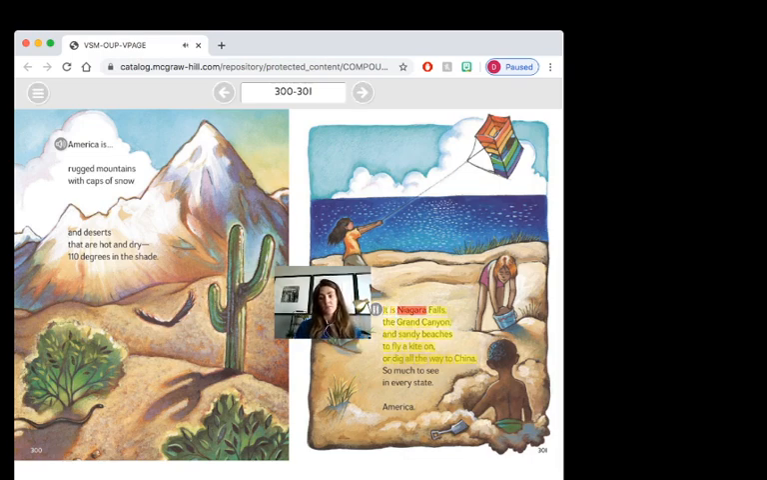It is Niagara Falls, the Grand Canyon, and sandy beaches to fly a kite on, or dig all the way to China. So much to see in every state. America. Can we really dig all the way to China? I don't think so. But you could pretend, right? And that's something that you might do when you go to the beach. Interesting. Very cool.